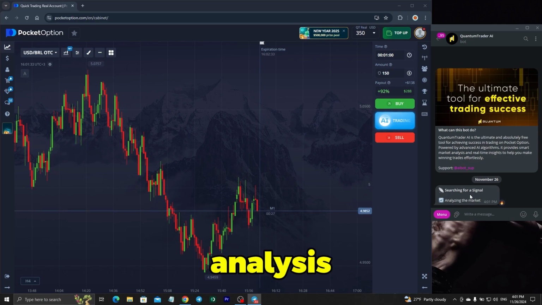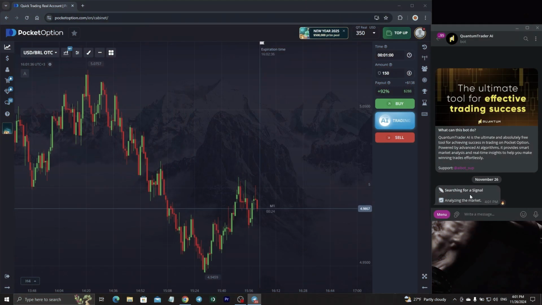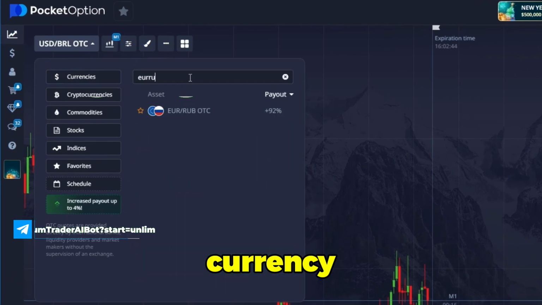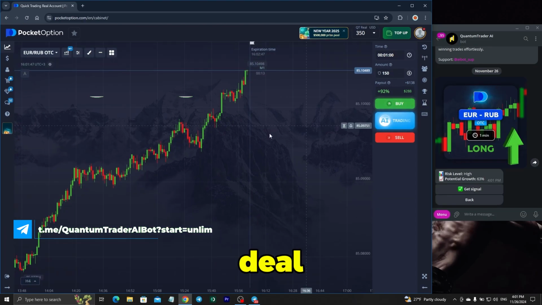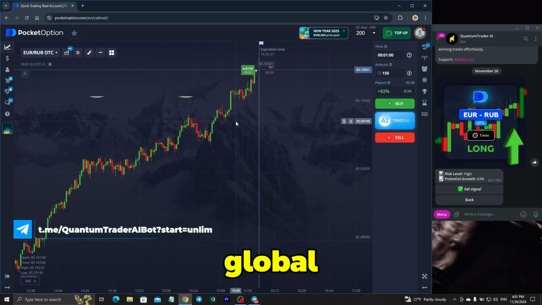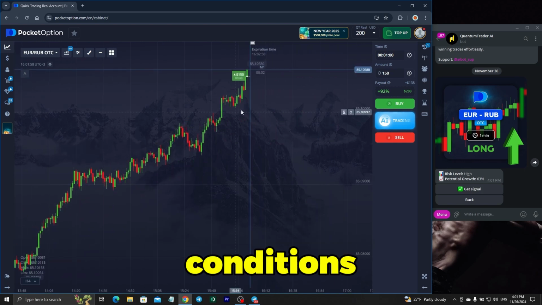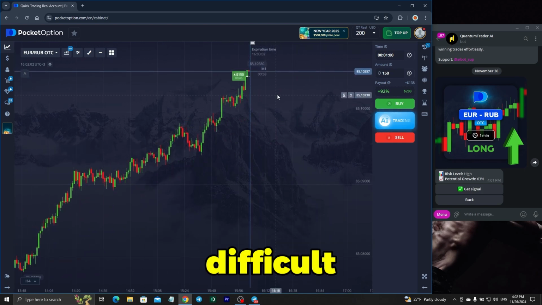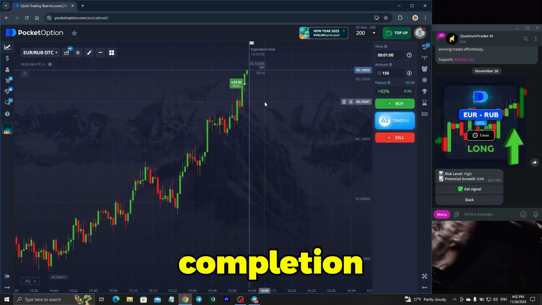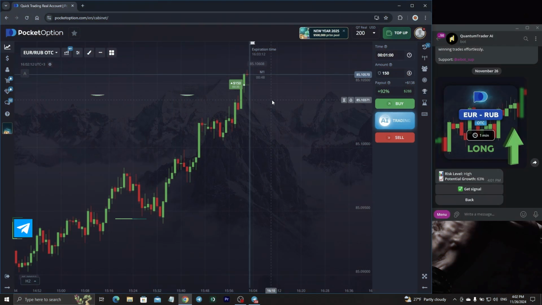We're waiting for the market analysis. We have a new currency pair, and here we will open a deal for an increase on the formation of a global structure maximum. We will open a position here. In general, the conditions for opening a position are quite difficult. I count 40 seconds to completion. Let's see the result.